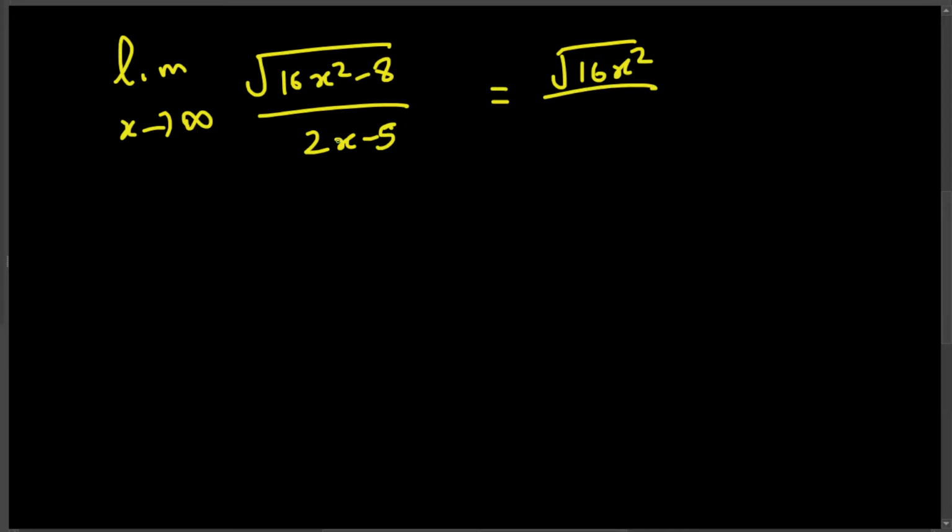the highest power, right? So this negative 5 is insignificant, so we can get rid of the negative 5 and just write 2x here. And if you take the square root of 16x squared, that's going to give you 4x, and that divided by 2x, that's going to give you 2. Now this is a shortcut to find it, but let's go through the steps.